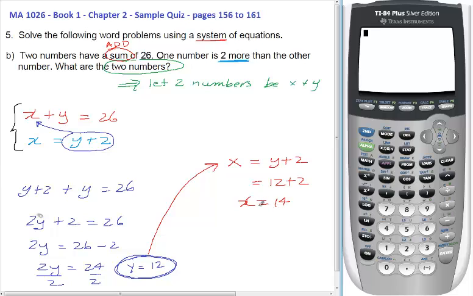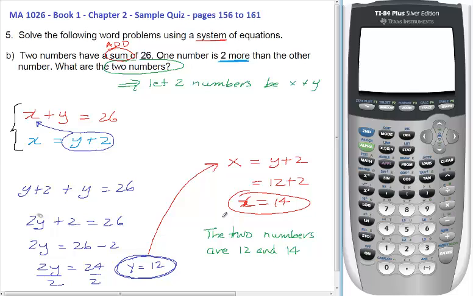Now, do the two numbers add up to 26? Yes, they do. 14 plus 12 is 26. Is one number two more than the other? 14 is two more than 12, so we've satisfied both. So there's your answer, and you should make a word statement to a word problem. So the two numbers are 14 and 12, or 12 and 14, doesn't matter.